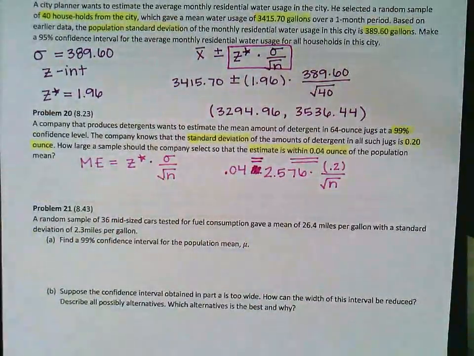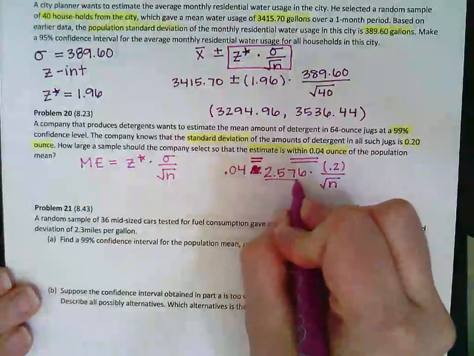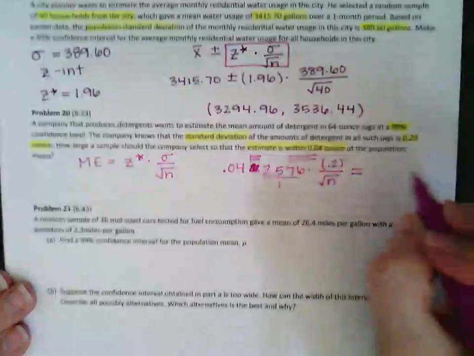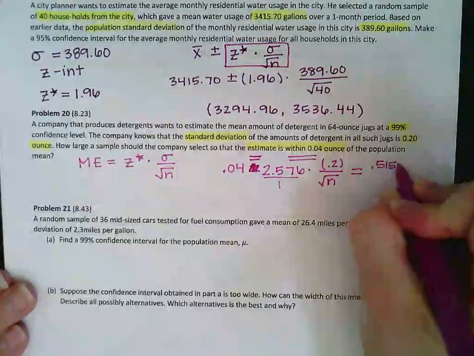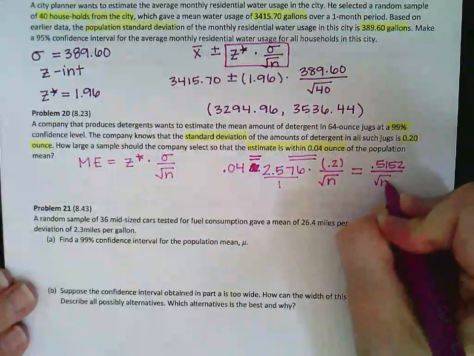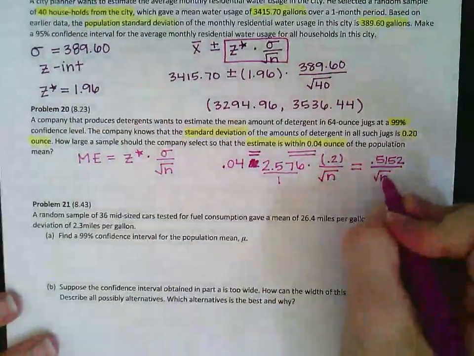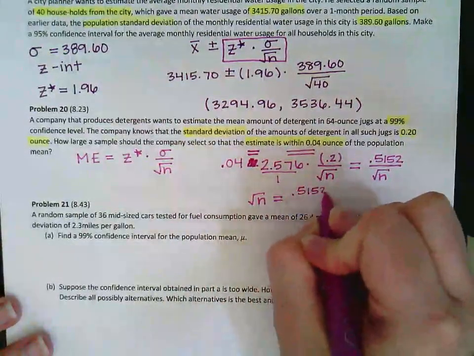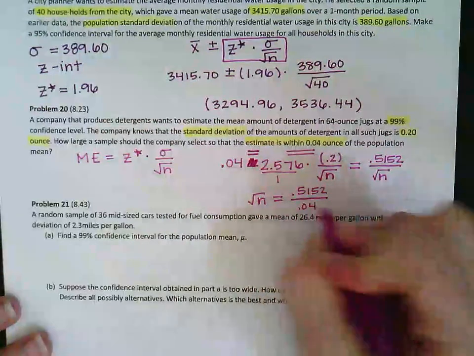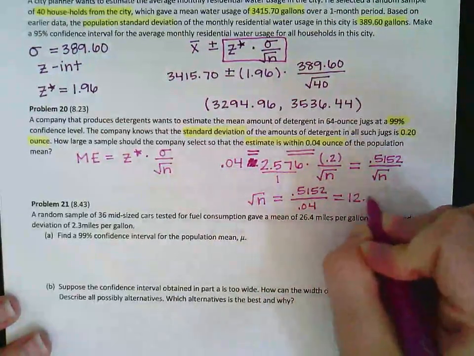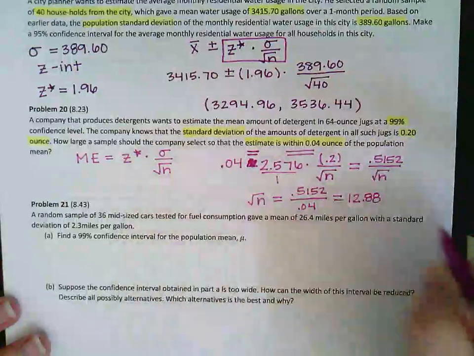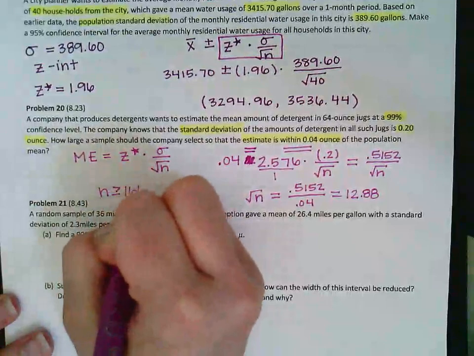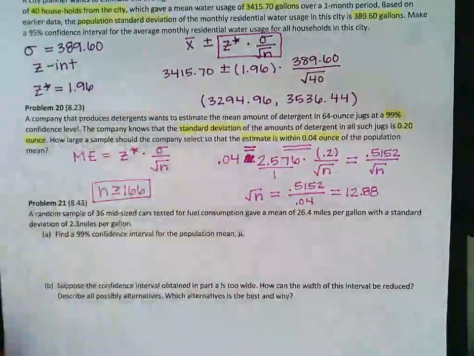I'm then going to solve this for n. So I said if this is this number over 1, we can then multiply those numerators and the denominator straight across, just like you would for any fraction. Okay, I'm then going to multiply square root of n on this side, and at the same time divide by 0.04. And I end up getting 12.88 when I do that. When I square both sides, I then am going to round up. And so n must be greater than or equal to 166.